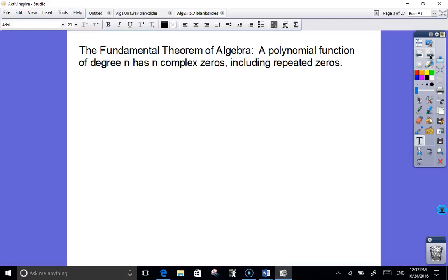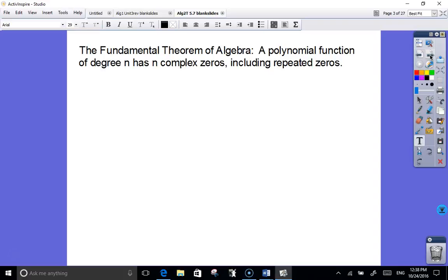Now, the fundamental theorem of algebra says that a polynomial function of degree n has n complex zeros, including the repeated zeros. So that's important. That's like saying, if it's a fifth degree polynomial, it has 5 complex solutions, right? Whatever the degree is, that's how many it's got. Some of those solutions could be coming from a factor which is squared, that has that characteristic look where it's tangent to the x-axis. You've got to count that as 2, but the total will be whatever the degree n is.